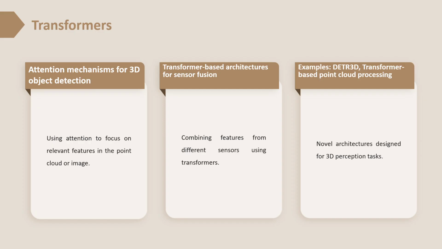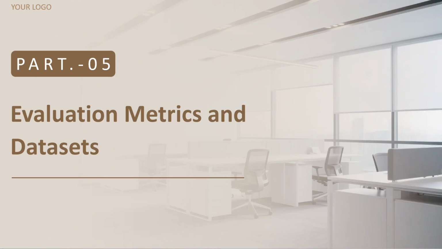Similarly, we can use transformers. We can use the attention mechanism for 3D object detection. It focuses on the relevant features in the point cloud or image. In the transformer-based architecture for sensor fusion, it combines the features from the different sensors using a transformer.